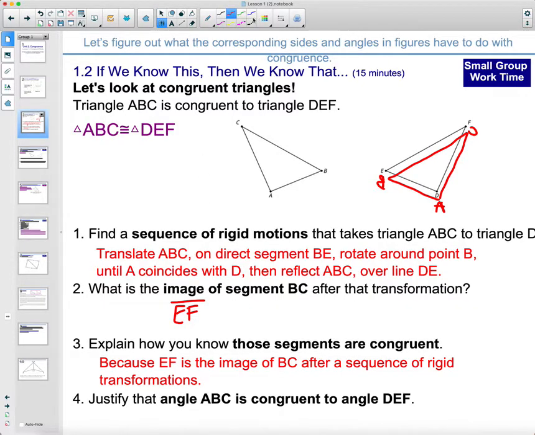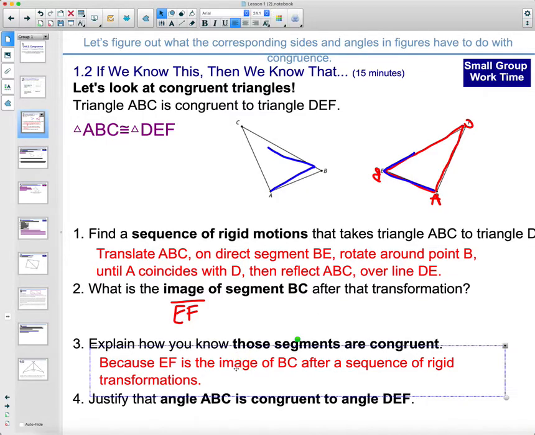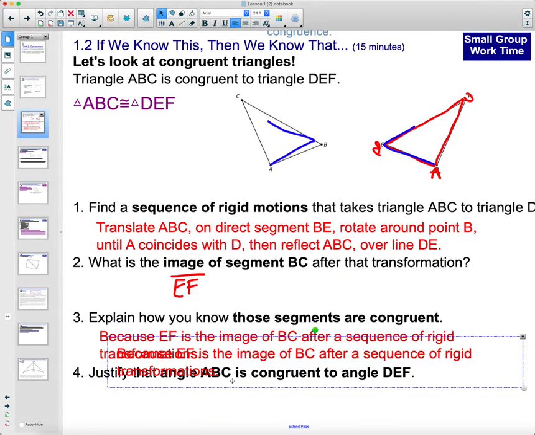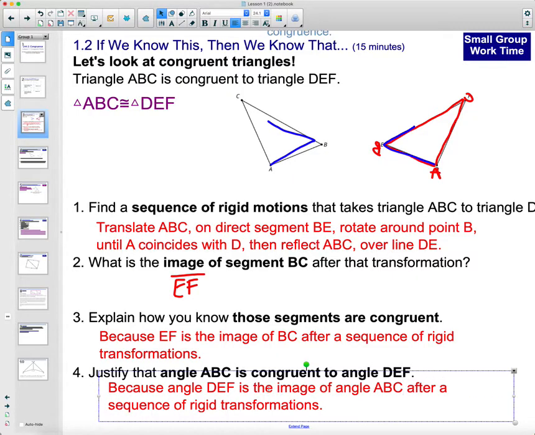Okay, so that angle ABC is the same size as angle DEF. Again, we see ABC is the original and DEF is the image. So that translated right onto there. So again, it's going to be this same kind of justification here. Because angle DEF is the image of angle ABC after a sequence of rigid transformations, it has to hold the same shape and size.